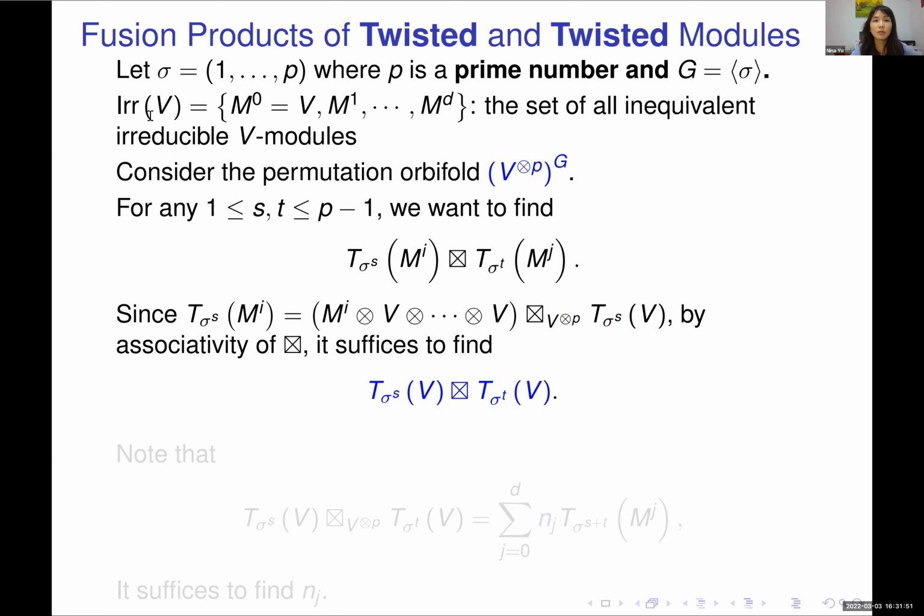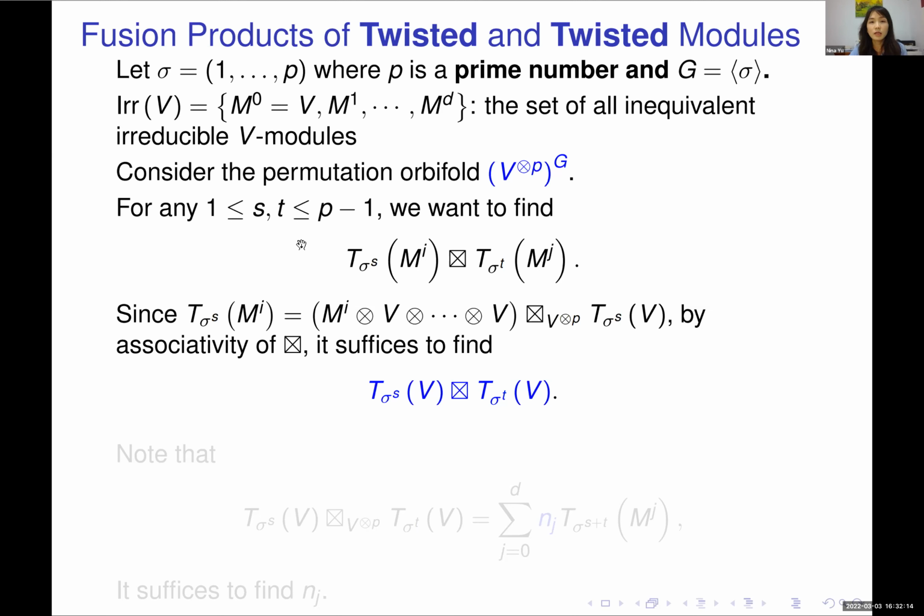Okay, so we still assume that M0, M1, ..., MD are the set of all the inequivalent irreducible V modules. Now we are considering the permutation orbifold, so it's the tensor product VOA V⊗P under this G. G is the cyclic group generated by this sigma. So of course this G is abelian.